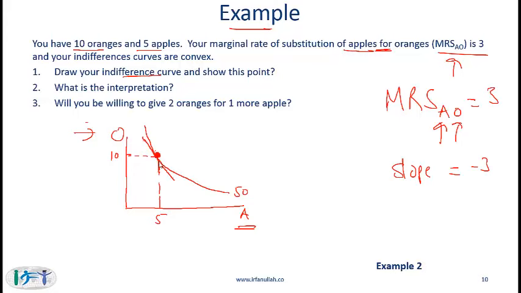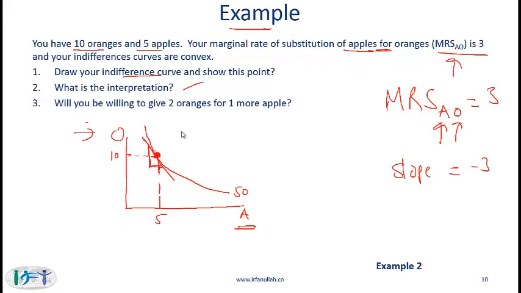What that means is, at this point, you are willing to give up 1 apple for 3 oranges. Another way of putting it is that you are willing to give up 3 oranges for 1 more apple. So there are 2 ways of saying the same thing.